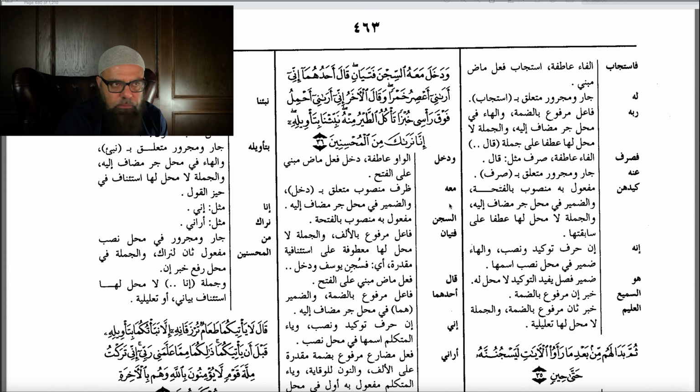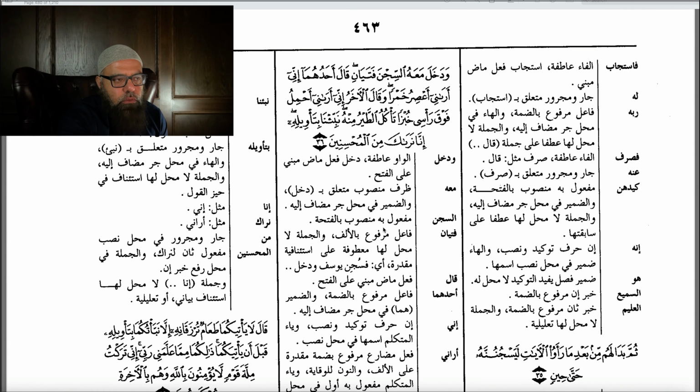Ma'a is mu'rab. It's an adverb, it's an ism, it's not a pronoun. Ma'a is not a pronoun. So ma'a, he calls it mansub. He doesn't say in the place of nasab, he calls it mansub. The who, he says it's in the place of jar. Why is it in the place of jar? He drills down deeper and he says mudaf ilayh, on the basis of mudaf ilayh, which is true.